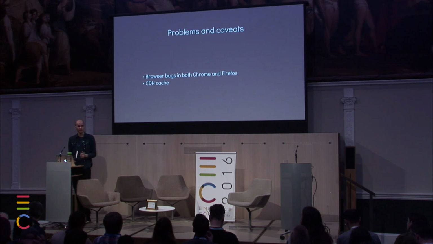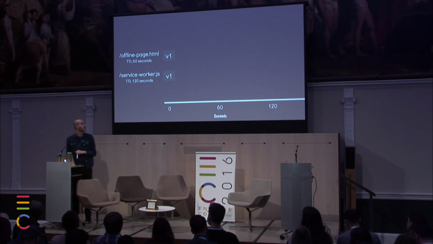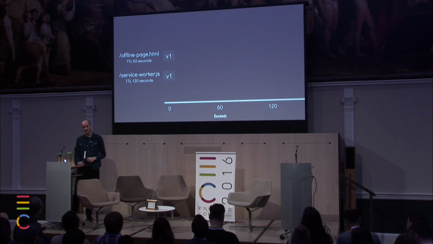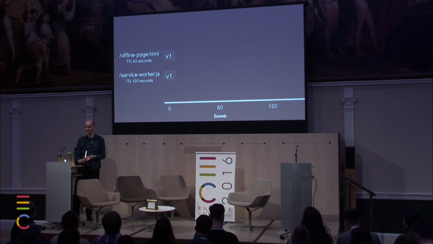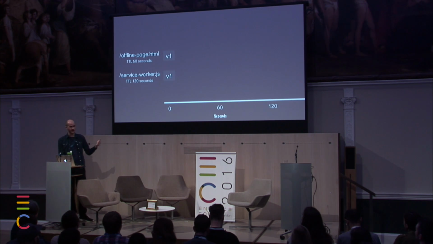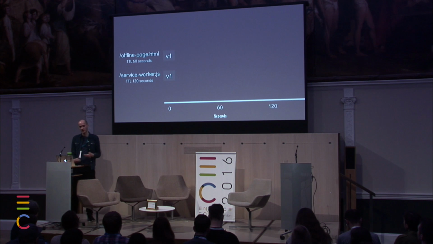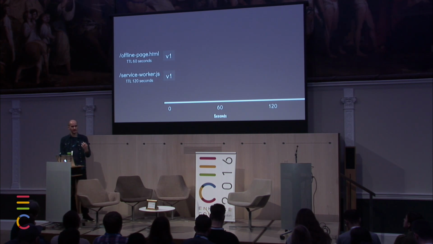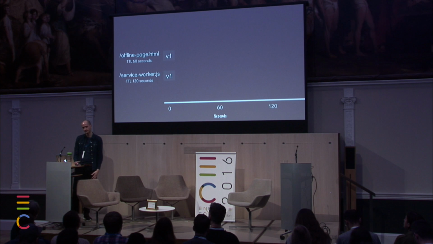was with our CDN. So the CDN wasn't the problem itself, but just briefly to explain, let's imagine we have two assets. We have offline page HTML and we have service worker.js. And each of these assets has a different cache expiry time. The offline page will expire after 60 seconds, the service worker will expire after 120 seconds. So these assets will live in the CDN's cache until they expire, and then they'll be renewed.